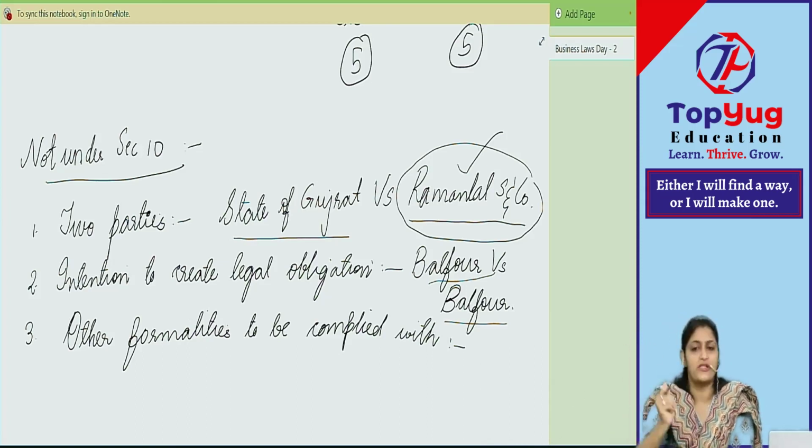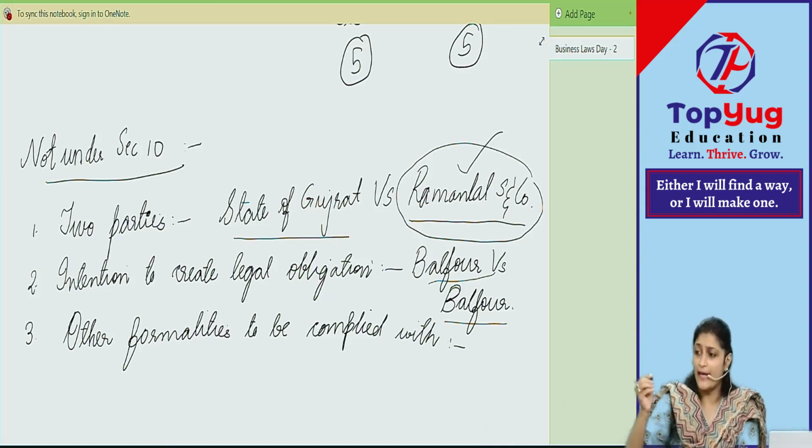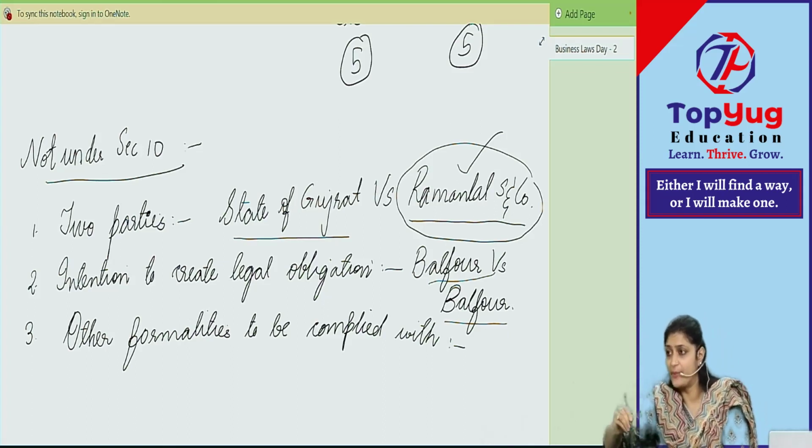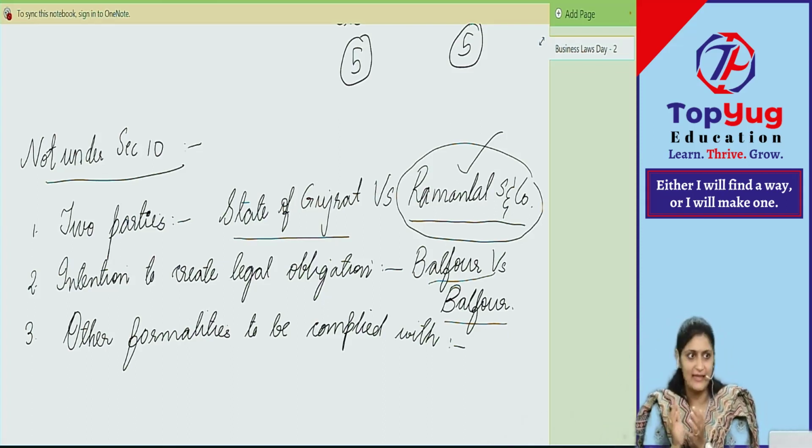You go to a grocery shop. You want to buy some food items, or some day to day essential items. So do you enter into an agreement with that shopkeeper in writing? I want these things, I will pay you this much money. Is there any written agreement? Obviously not. But is there a valid agreement? Yes, it is also a contract.